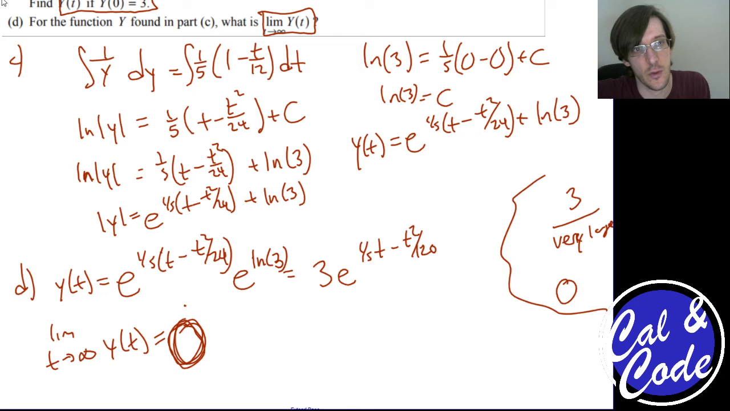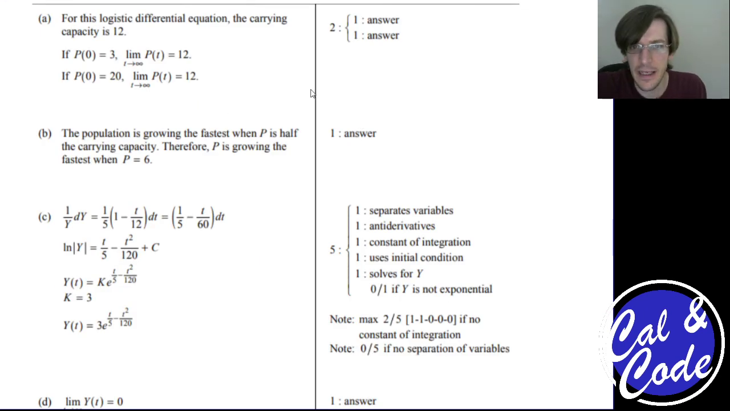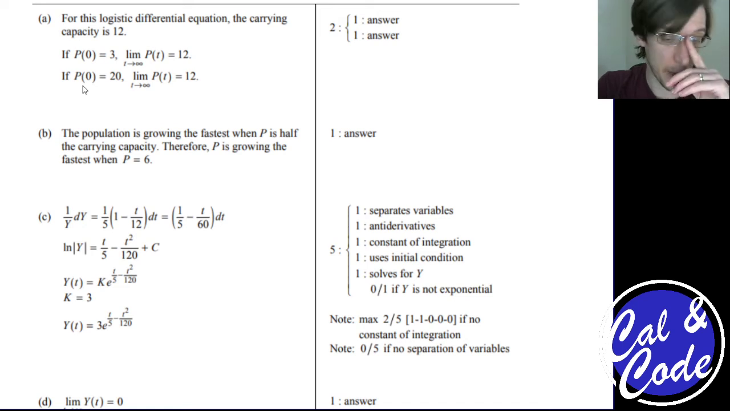All right, so let's see how they scored this. They gave you 2 points in part A, one for each answer: one for saying that at the initial condition 0, 3 you get 12, and one for saying the initial condition 0, 20 you get 12. That's just knowing those facts for logistic growth. Down here in the next one, when is it growing the fastest? Well, we said that was growing the fastest at half the carrying capacity, so we got 3 points for our knowledge of logistic functions, which is pretty great.